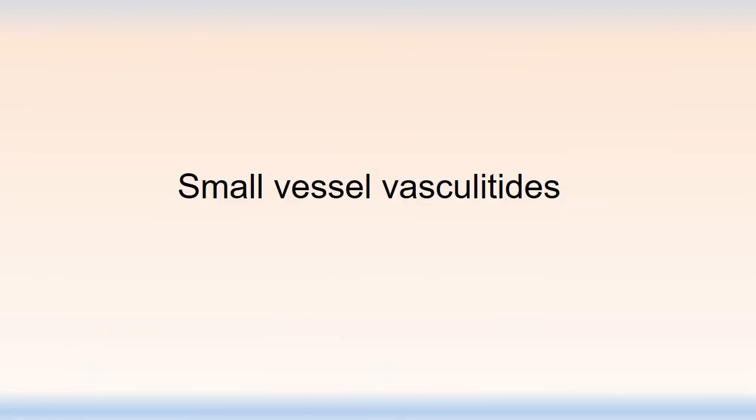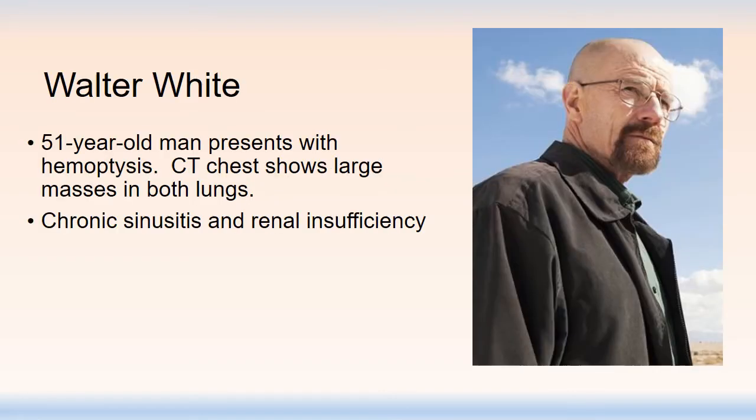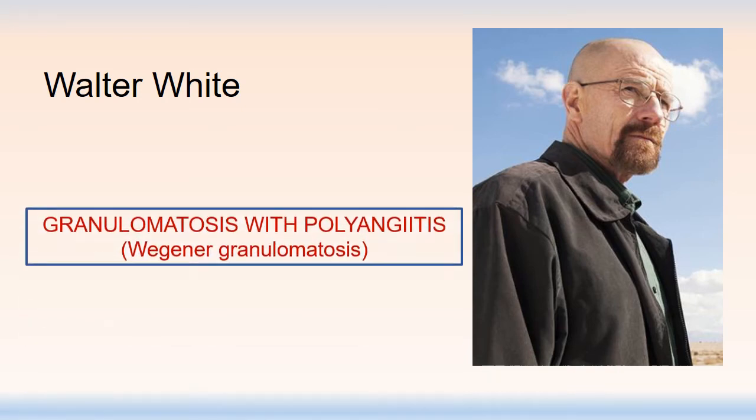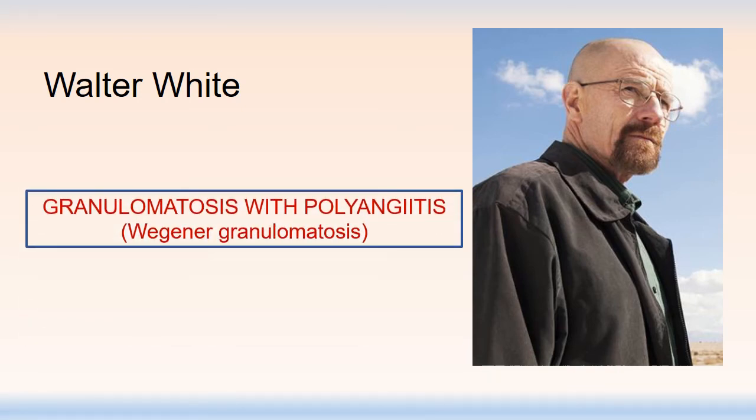Now on to small vessel vasculitides. The first patient we're going to see is Walter White. Walter White is a 51-year-old man, and he has hemoptysis, so he's coughing up blood. We immediately do a CT scan of the chest, and we see large masses in both lungs. When we inquire, it turns out he's had chronic sinusitis and renal insufficiency. I diagnosed Walter White with granulomatosis with polyangiitis, also known as GPA, also known as Wegener's granulomatosis.